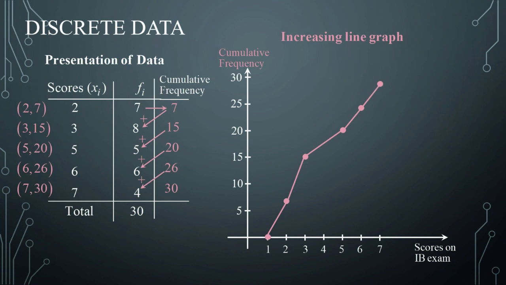Cumulative frequencies and increasing line graphs are very useful, as for example, the cumulative frequency of a score 3 tells me there are 15 people that scored 3 or less, or 10 people that scored between 5 and 7. By subtracting their cumulative frequencies instead of adding the frequencies one at a time, which is not practical for big data sets.